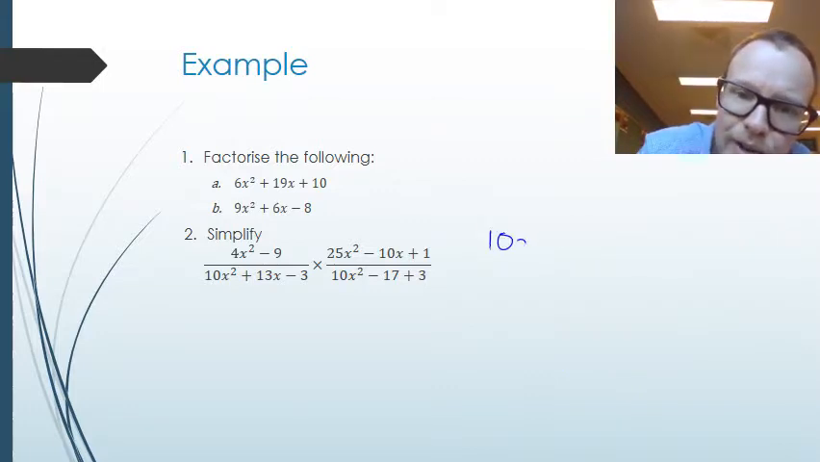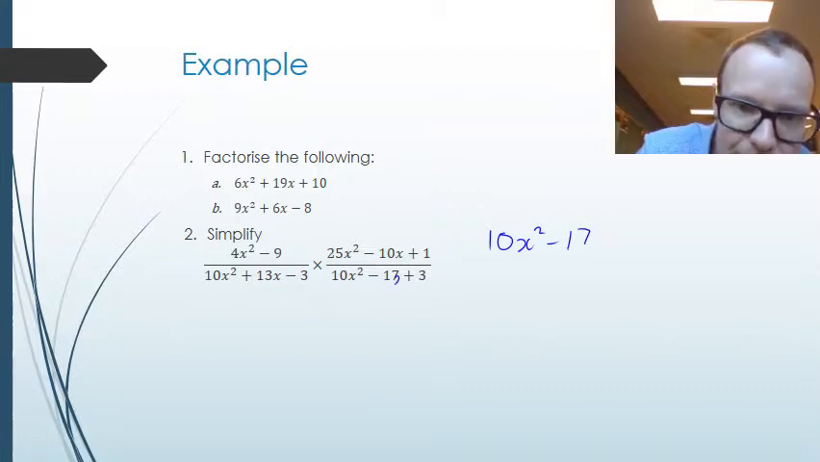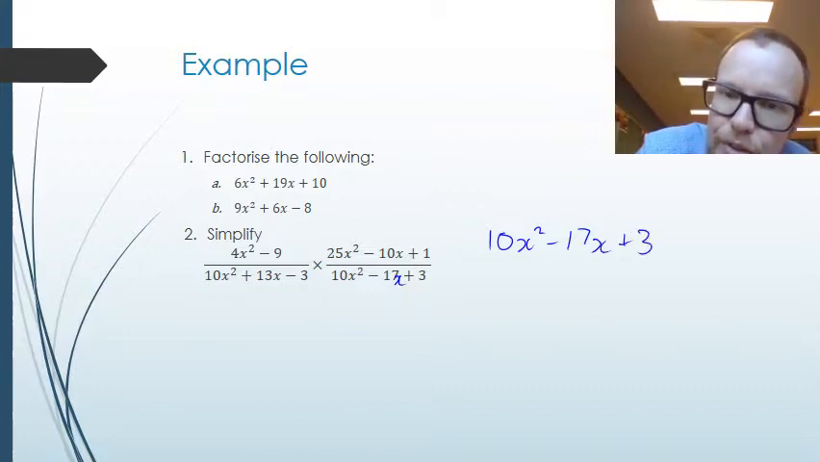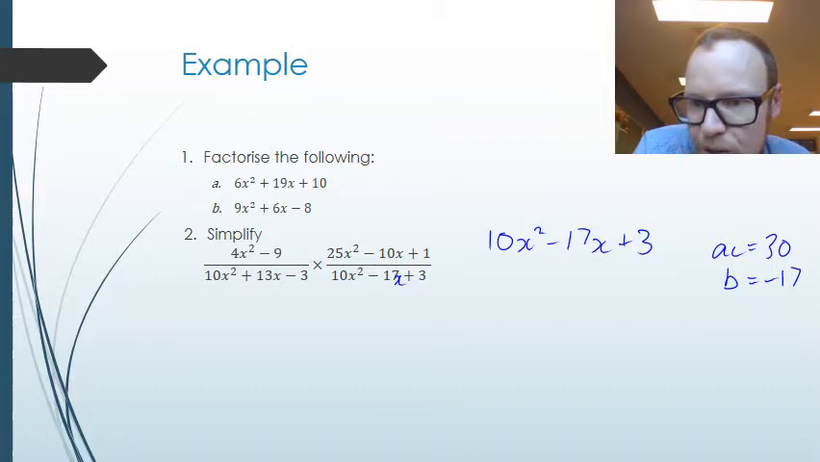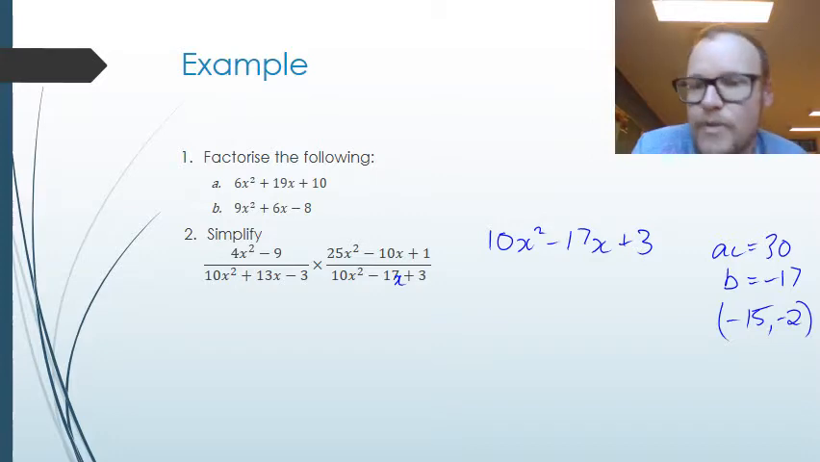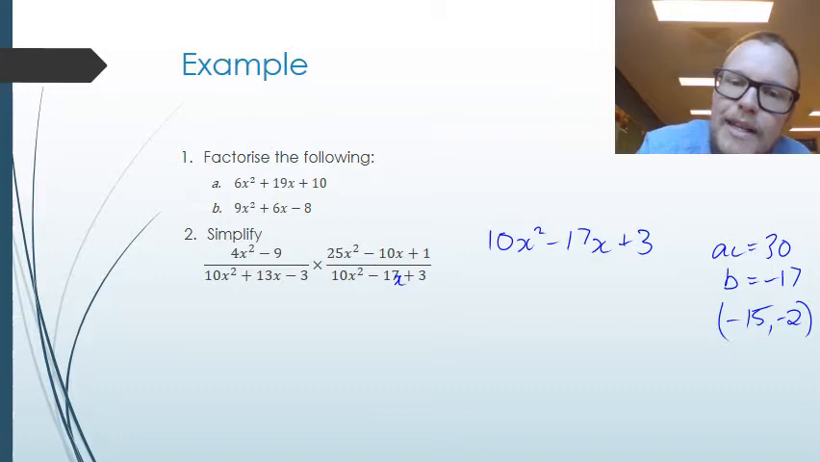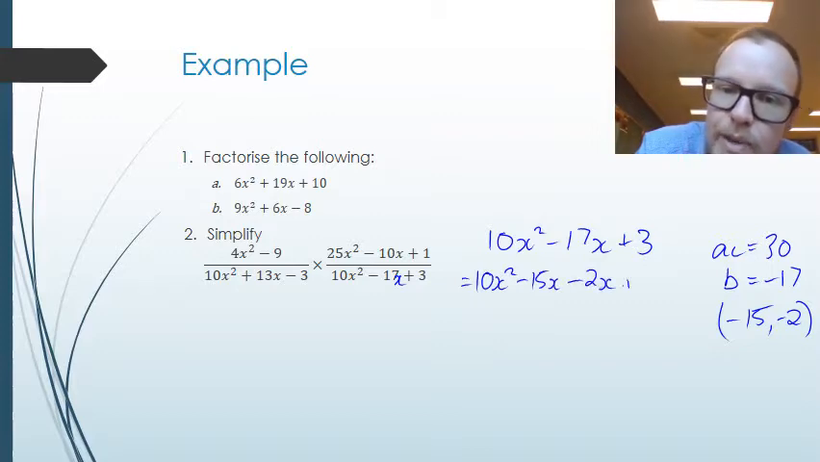And the last one, we've got 10x squared minus 17. Oh, that should be 17x there. There we go. That's a bit of an error. 17x plus 3. AC for this one is going to be positive 30 with B equaling negative 17. Because B is a negative number, both those numbers are going to be negative, and it's going to be negative 15 and negative 2, because negative times negative, positive 30, negative 15 minus another 2, we get the negative 17. So then this is going to be 10x squared minus 15x minus 2x plus 3.